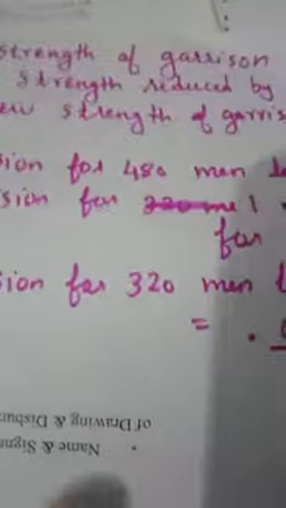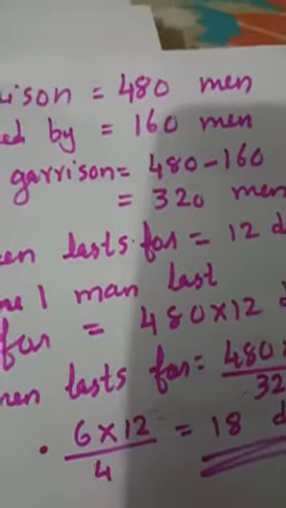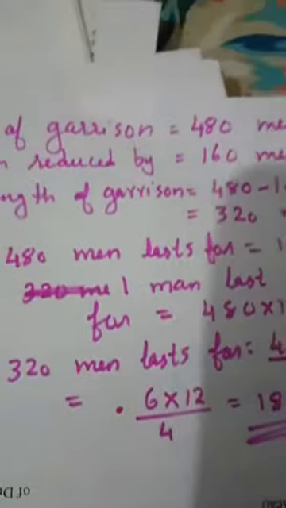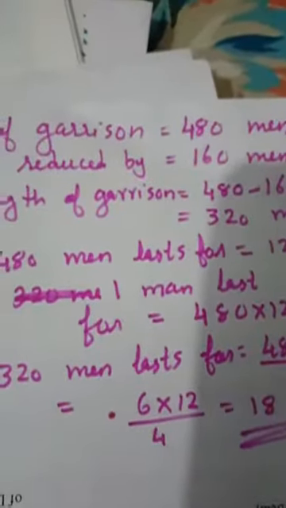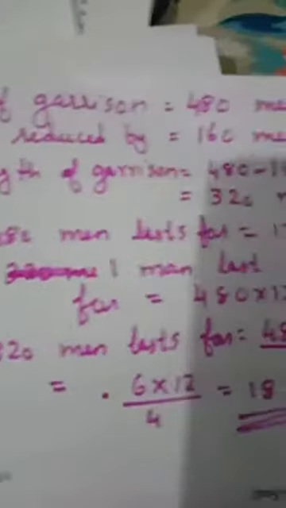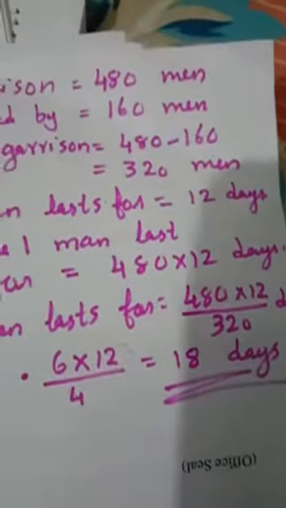Okay, once again, actually 480 men are there and provision is for 12 days. So provision for 480 men lasts for 12 days. Then 160 men reduced, that means now there are only 320 men. 480 minus 160, it is 320. So provision for one man lasts for 480 into 12. Provision for 320 men lasts for 480 into 12 by 320, division. Okay, 18 days. Clear?